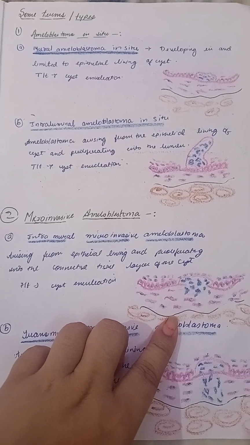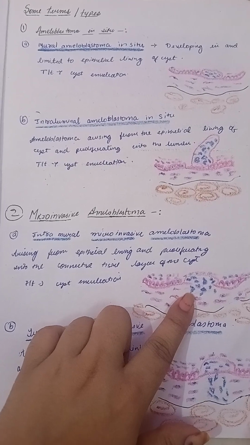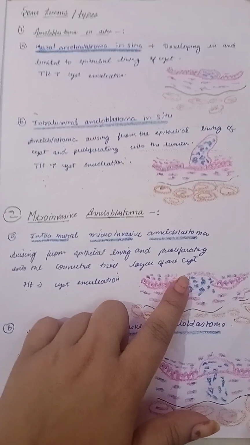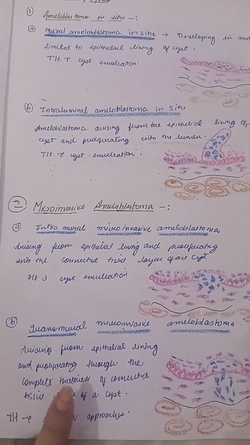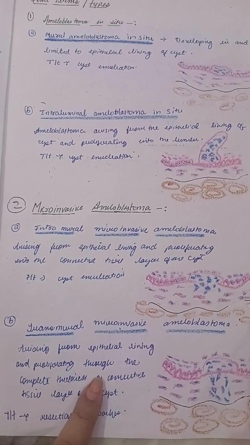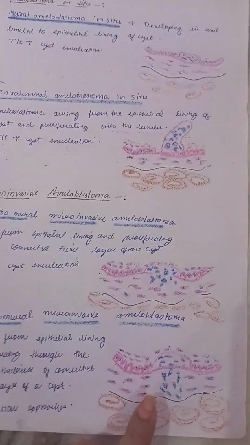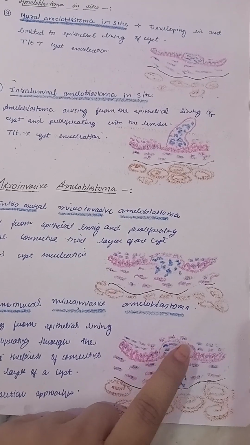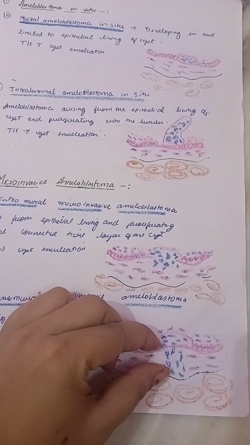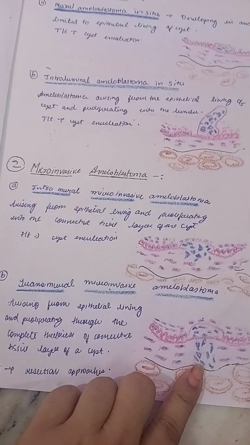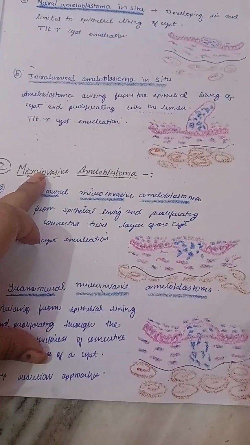Intramural microinvasive ameloblastoma proliferates into the connective tissue layer up to a certain length, but it arises only from the epithelial lining. Now transmural microinvasive ameloblastoma arises from the epithelial lining and proliferates through the complete thickness of the connective tissue layer of the cyst. See, it has arisen from the epithelial lining but it has proliferated to the complete thickness of the connective tissue. This is transmural, this is intramural, both are microinvasive.